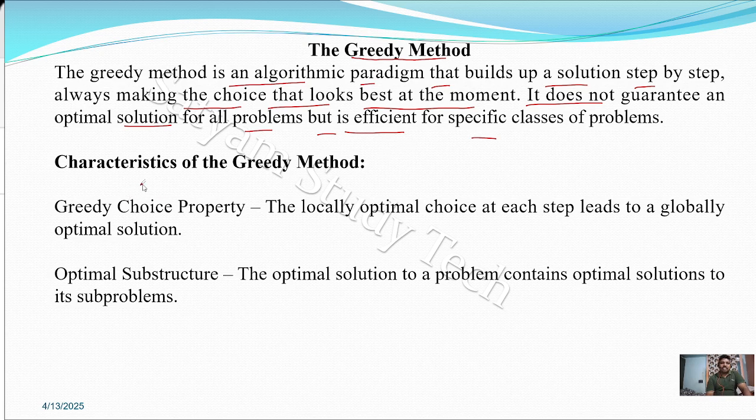So, characteristics of the greedy method. Greedy choice property: the locally optimal choice at each step leads to a globally optimal solution. Optimal substructure: the optimal solution to a problem contains optimal solutions to its subproblems.